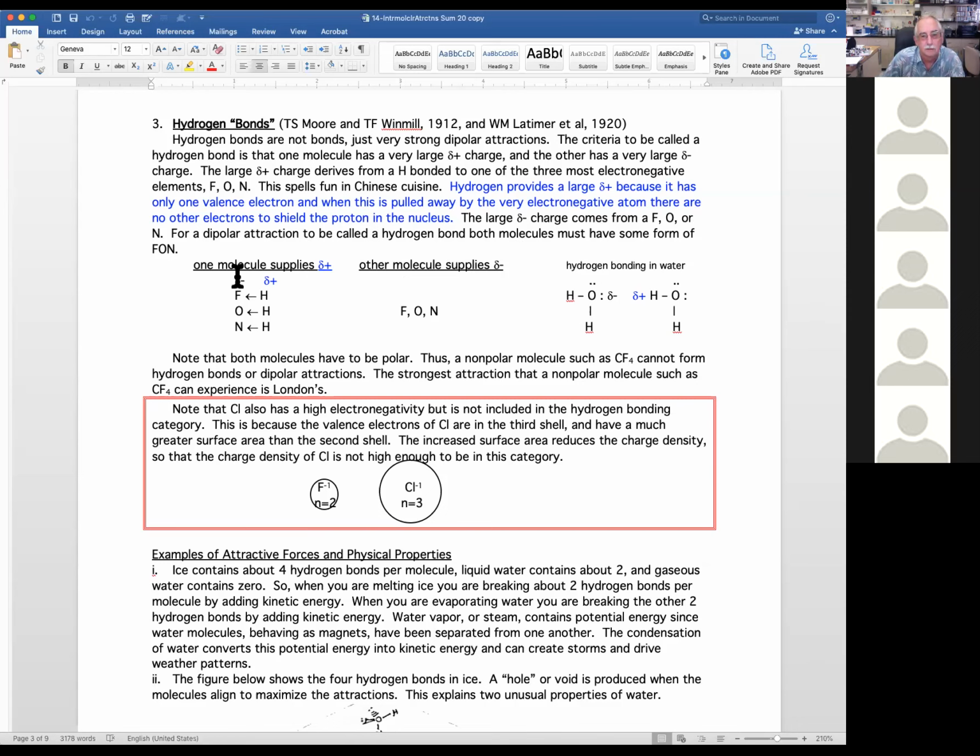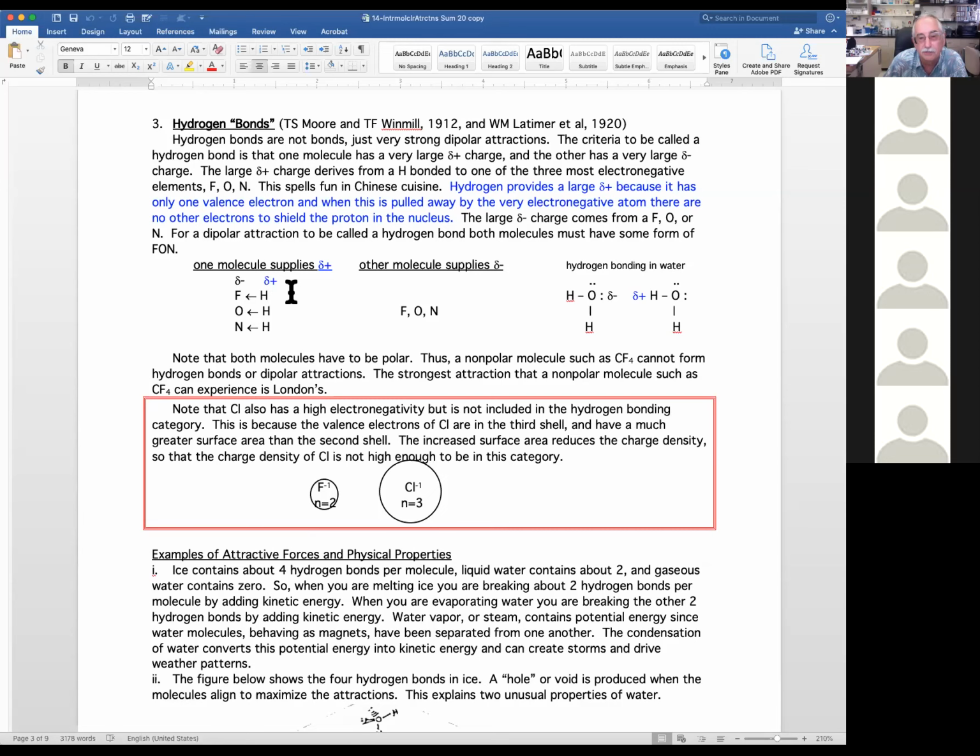So we take the three most electronegative elements on the periodic table, and hopefully you'll never forget this because it spells fun. You know, the Chinese version, right? Like Chow Fun. And then you bond it to a hydrogen atom. So it's a polar covalent bond, but because these are so electronegative, they strongly pull the electron away from hydrogen, leaving this to be a large partial positive charge.